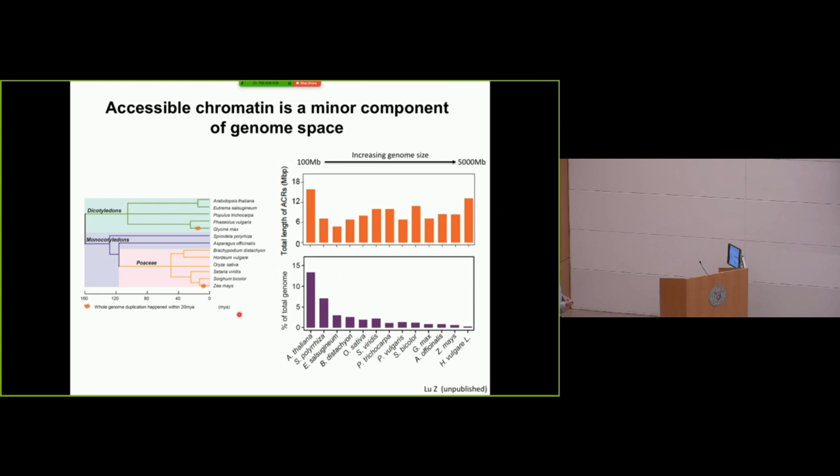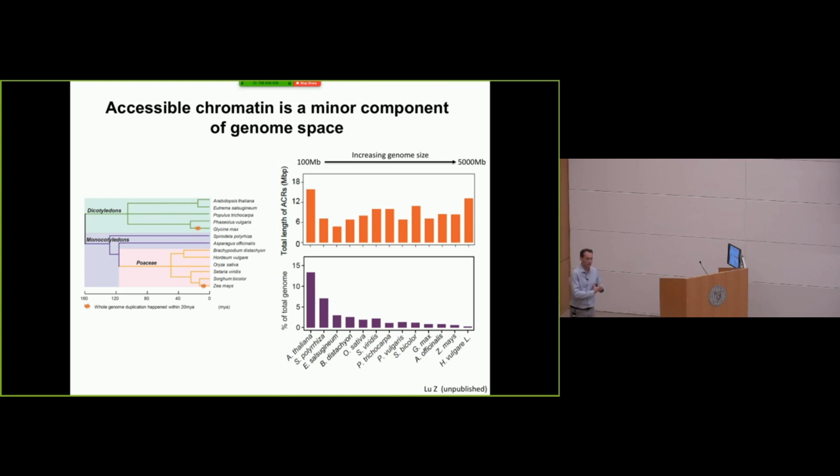So what you're seeing here is these species are ordered based on their genome size. Arabidopsis has about a 100 megabase genome. Barley has about a 5 gigabase genome. And regardless of the genome size, the amount of sequence underlying accessible chromatin is about the same. And if you plot that as a proportion of the genome, of course, what you see is the bigger the genome, the lower proportion of the genome they represent.